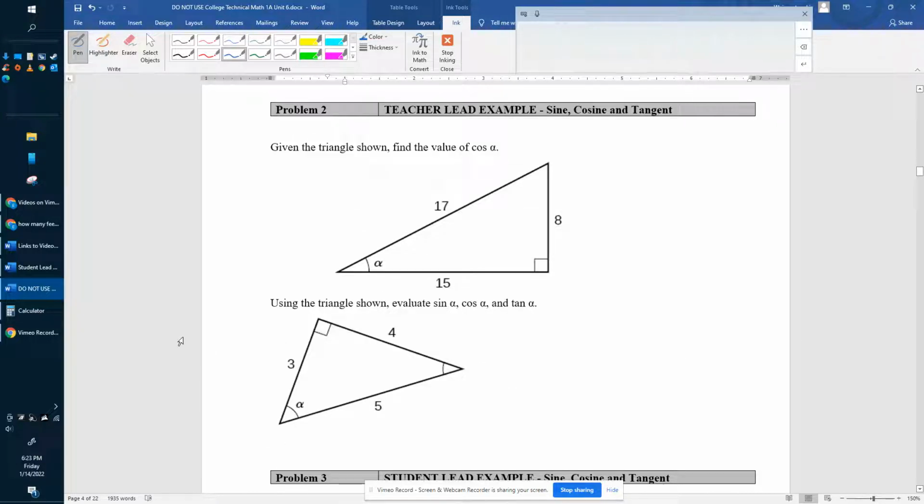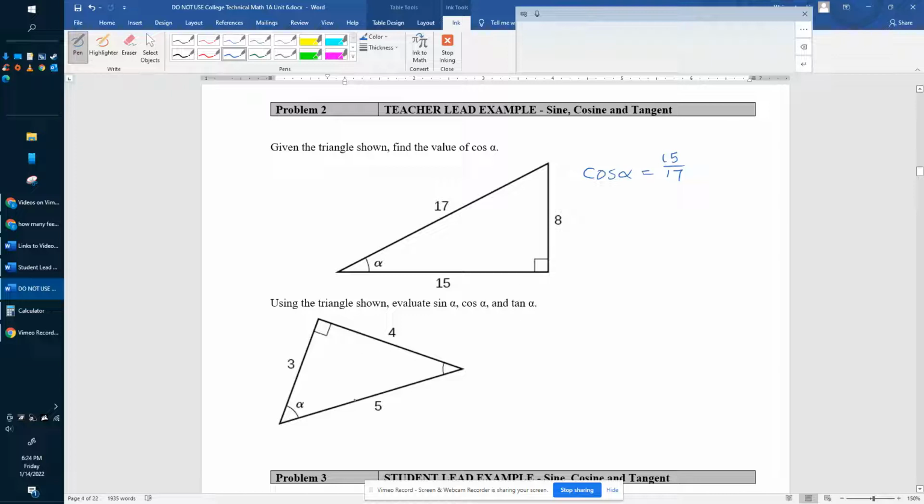So let's work on a couple of problems here. Looking at this triangle, let's find the value of cosine of alpha. So cosine is adjacent over hypotenuse, so it's going to be 15 over 17, and that cannot be reduced.